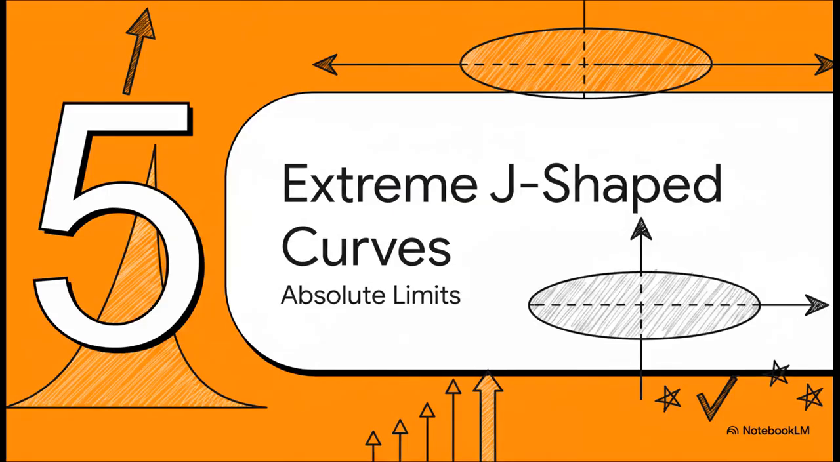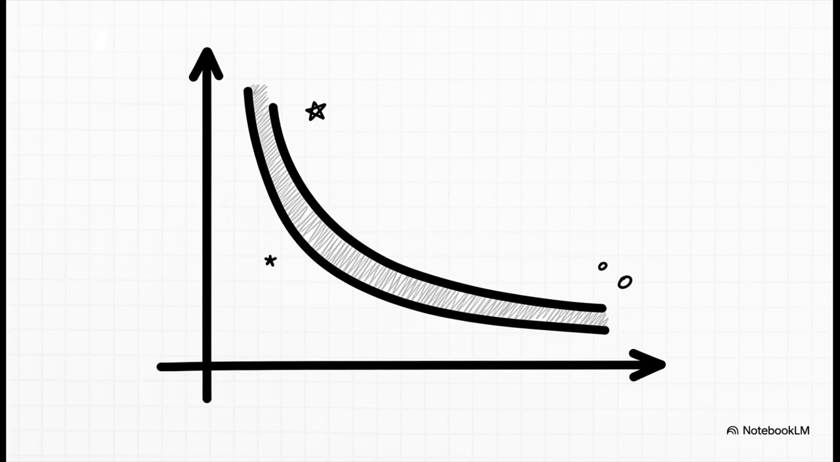Finally, part 5, extreme J-shaped curves. For those of you looking to scrape every single bonus point on the test, you've got to know what happens when skewness goes to the absolute extreme. Let's look at extreme positive skewness. Imagine a curve shaped like a backwards letter J. The frequencies start out at their absolute maximum, right at the lowest values, and then they just steadily fall.